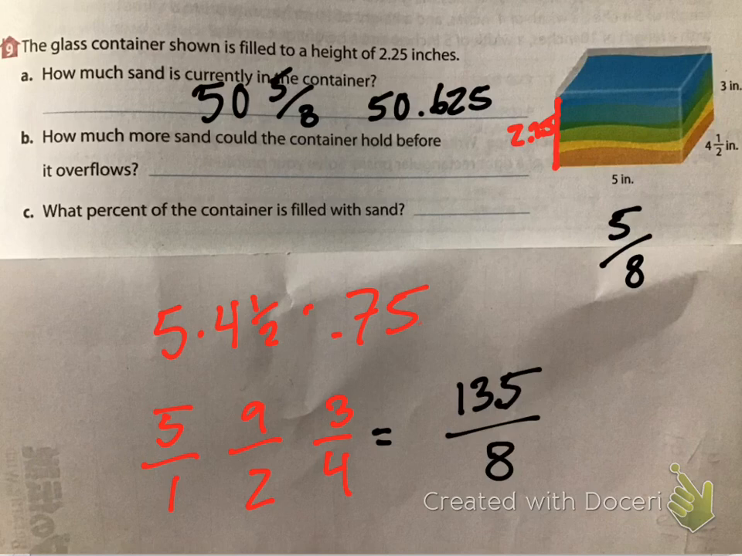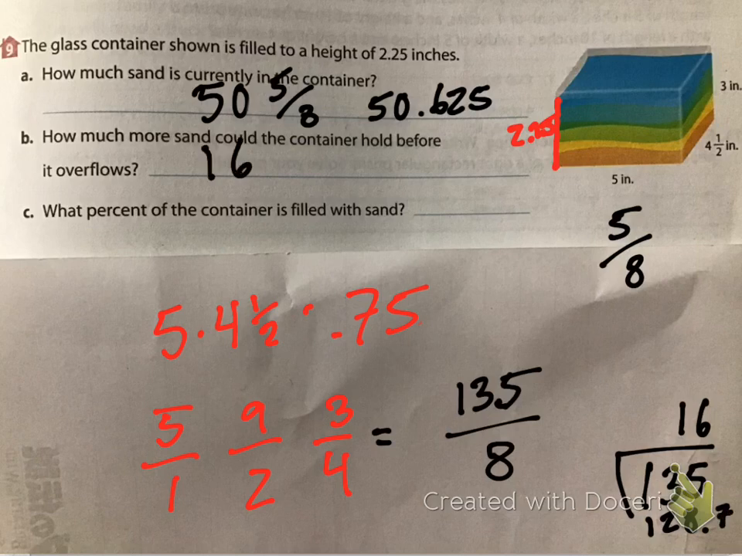How many times does 8 go into 135? How many times does it go in, Rafi? If we did our long division, we would find out that 8 goes into 135 a total of 16 times. That is 128. We now have a difference of 7. So I would have 16 and 7 eighths.